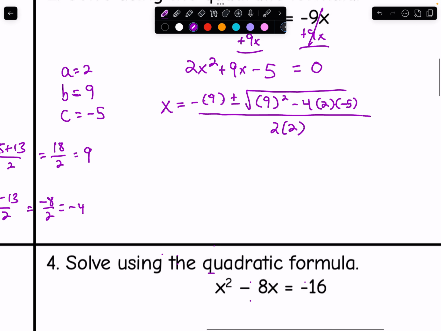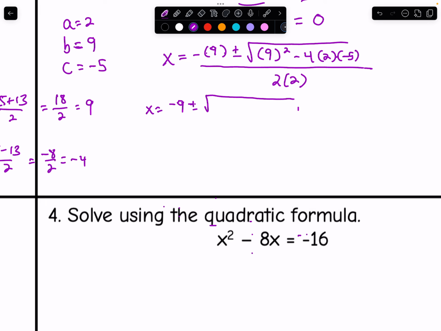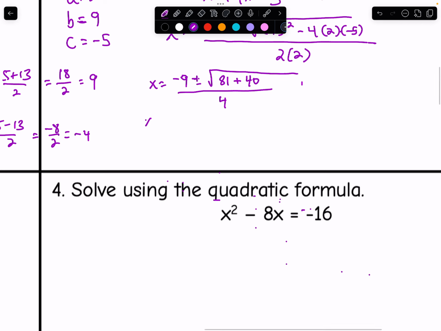All right, so if I start simplifying, I get negative 9 plus or minus the square root of 81. And then I have a negative times a positive times a negative. That's going to make a positive. So I decide that first. Then I multiply the numbers. 4 times 2 is 8. And then 8 times 5 is 40, all over 4.